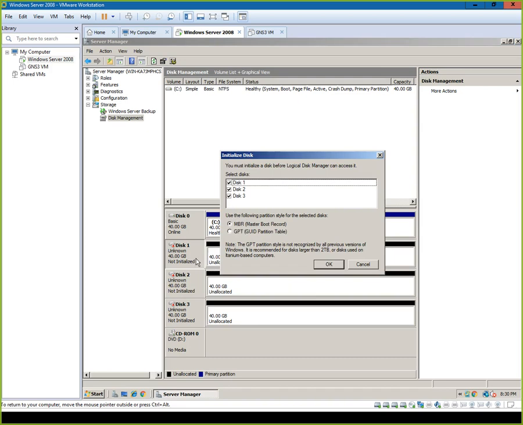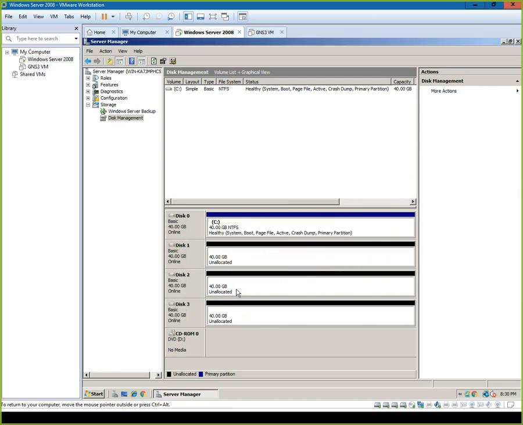If you see here, we can initialize them as either MBR, master boot record, or GUID partitions, GPT. The note says that the GPT style is not recognized by all previous versions of Windows. It is recommended for disks larger than 2 terabytes, or disks that are used on Itanium-based systems. So we'll go ahead and activate these.